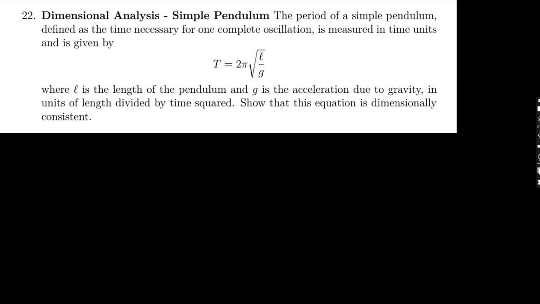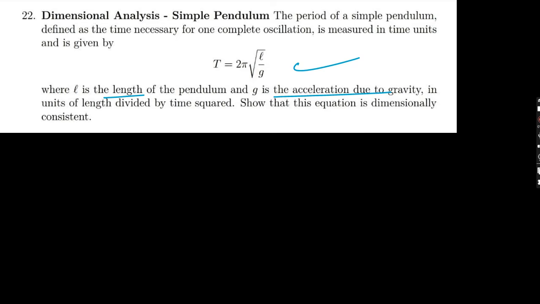So the period of a simple pendulum, defined as the time necessary for one complete oscillation, is in time units and is given by the formula here, where L is length and g is the acceleration due to gravity, in units of length divided by time squared. Show that this equation is dimensionally consistent.